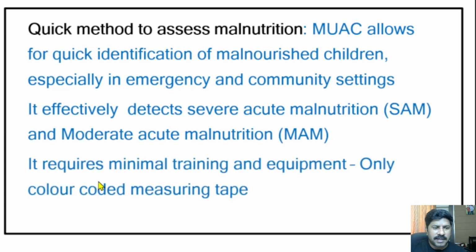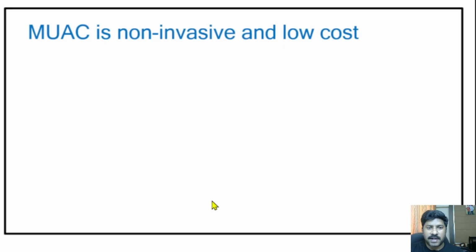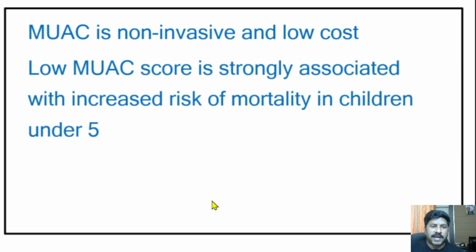MUAC requires minimal training and equipment, only a color coded measuring tape is needed. MUAC is a non-invasive and low cost material. So there is not that much cost required. So it can be easily used everywhere. A low MUAC score is strongly associated with an increased risk of mortality in children under 5. So that is the importance of measuring MUAC. If the score is low, then there is a chance of increased risk of mortality in children under 5.